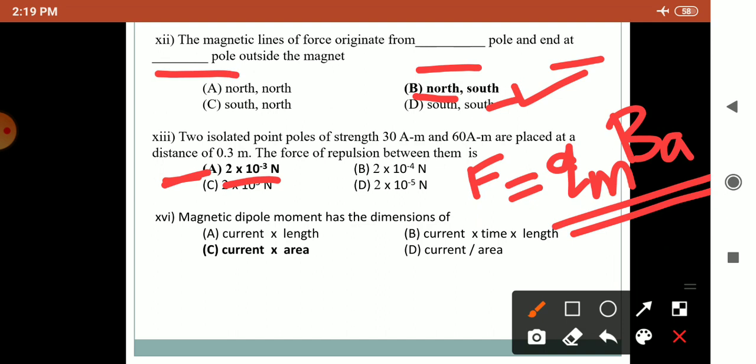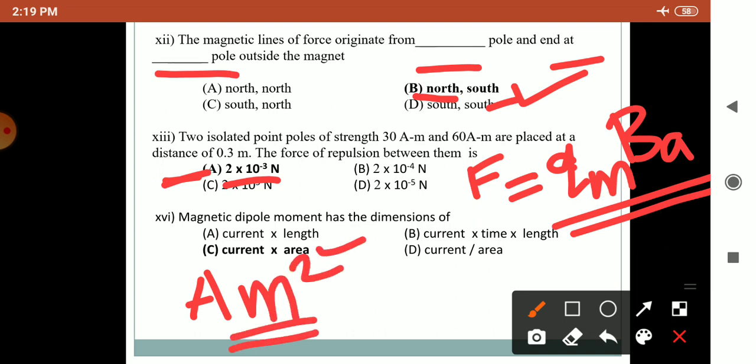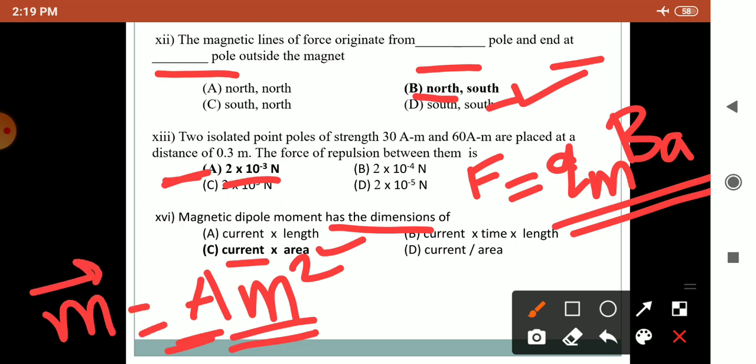The next question: magnetic dipole moment has the dimensions of what? Its unit is ampere meter square. So meter square gives area and ampere gives current. So the magnetic dipole moment has the dimensions of current into area.